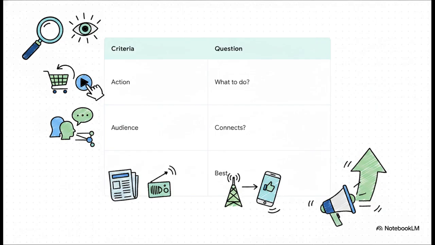First, the call to action. What exactly is this ad asking the viewer to do? Second, the target audience. Does this message truly connect with the intended group, or is it missing the mark? And third, medium suitability. Is a print ad, a radio jingle, or a social media post the absolute best fit to deliver this message? Honestly, nailing these answers guarantees maximum impact.